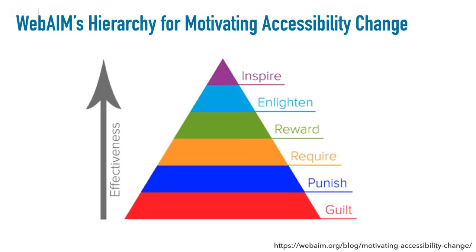Next is enlighten. That's doing accessibility because it's the right thing, because it's the smart thing to do. It's understanding that there are benefits for accessibility that extend beyond people with disabilities. It's doing accessibility because anything else just doesn't make sense, right? We do it because we know it's what we need to do and should be doing.